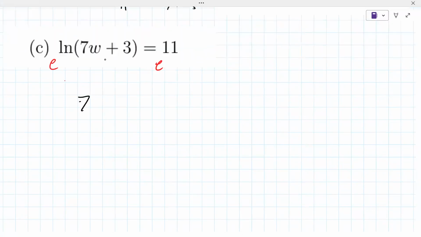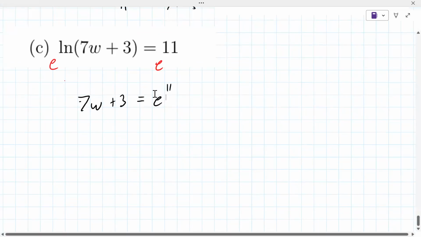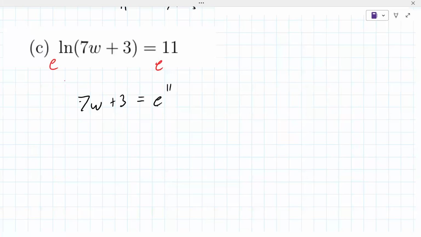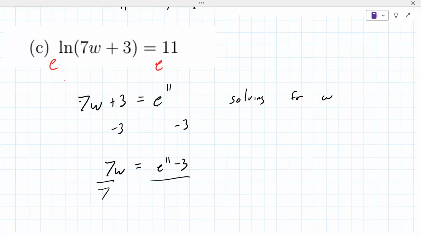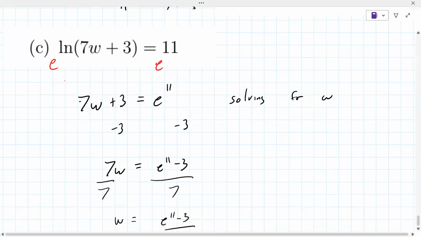So this time it becomes 7w plus 3 equals e to the 11th. E to the 11th is a number. It's not a friendly number. You maybe not comfortable with it, but it's a number. It's not a bad thing. And you're solving for w. This is like a literal equation where when you solve, you don't get a nice result. You just get kind of an ugly expression, and you have to be okay with that.